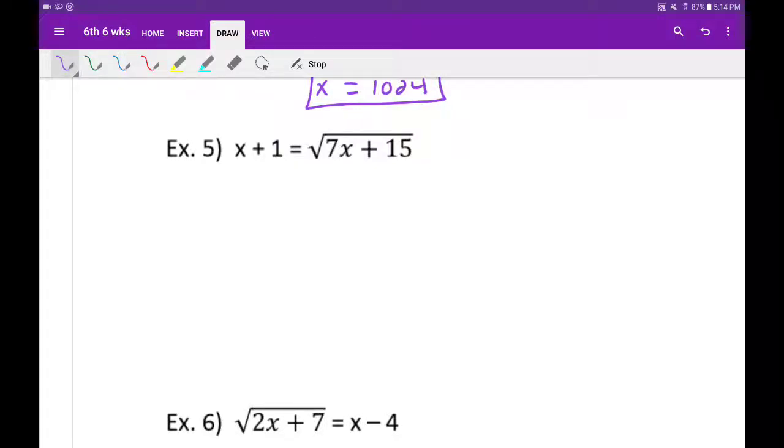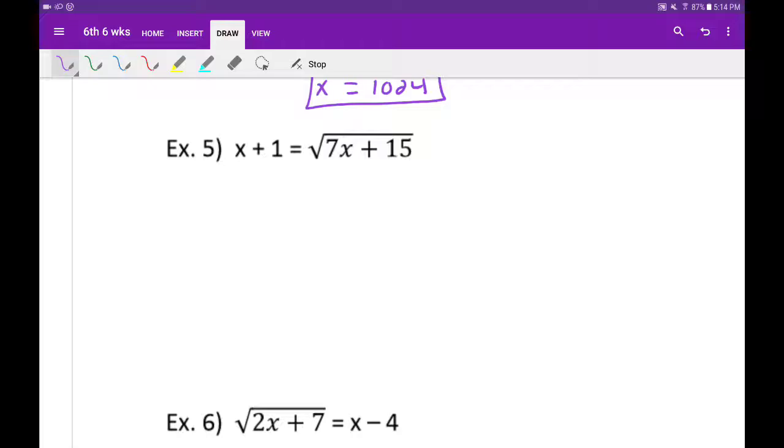Okay, example 5 is going to be an example of an extraneous solution. So what I'm going to do is still isolate the square root and solve it out. But what ends up happening is we get a quadratic, which means we have to test both the answers we get into the original equation.